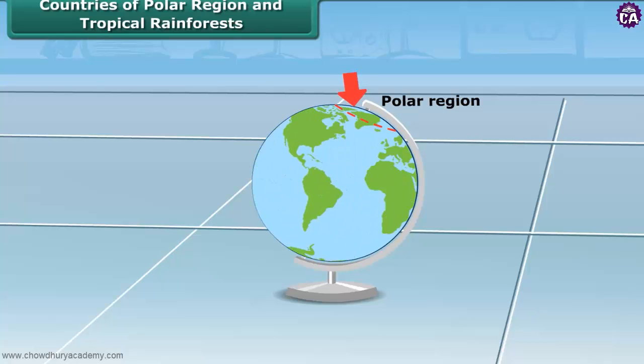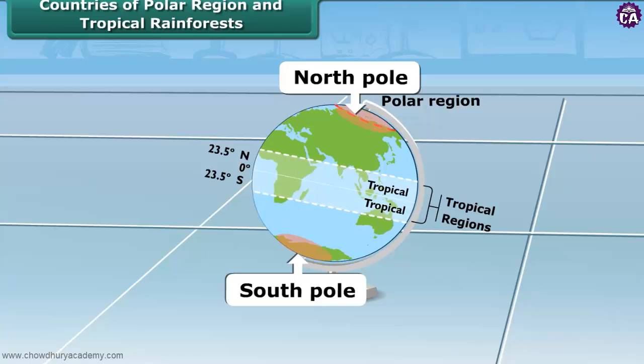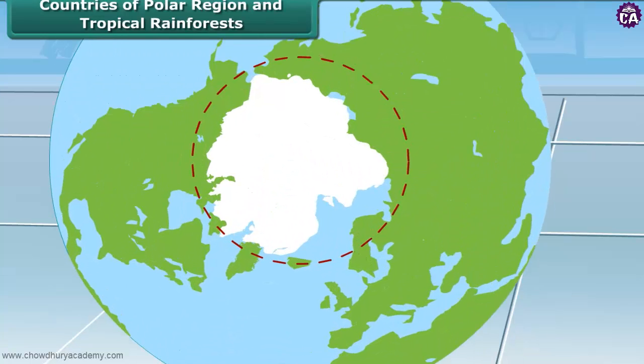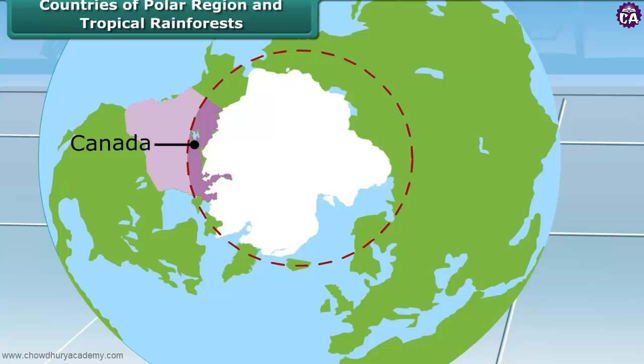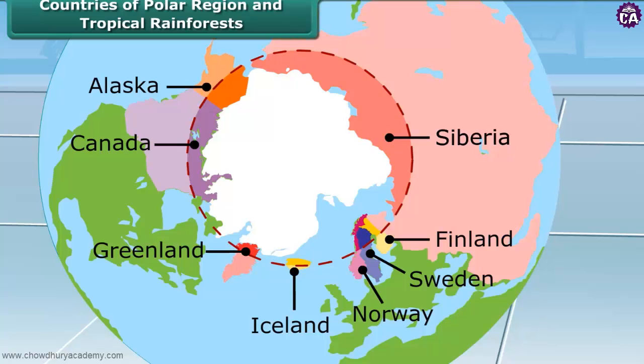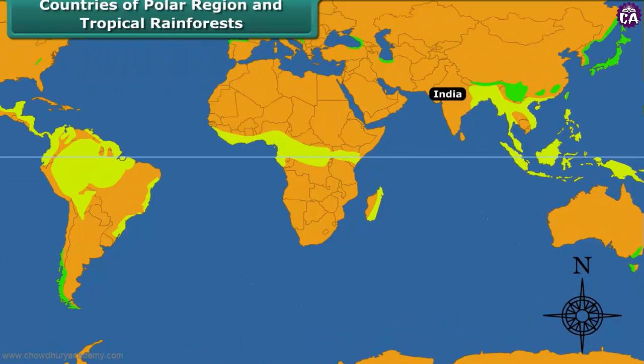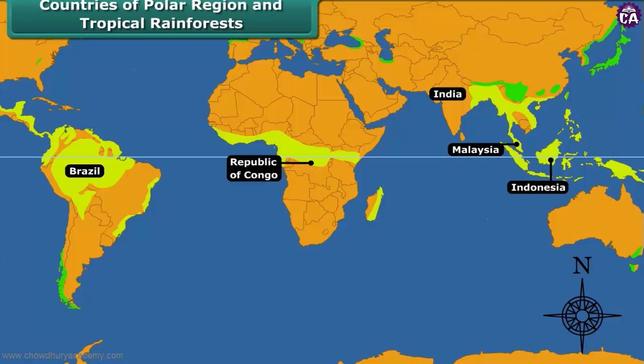There are countries that are in polar and tropical rainforest regions. Polar regions are situated near the North and South Poles. Some countries of this region are Canada, Greenland, Iceland, Norway, Sweden, Finland, Alaska and Siberia. Some countries where the tropical rainforests are found are India, Malaysia, Indonesia, Brazil, Republic of Congo, Kenya, Uganda and Nigeria.